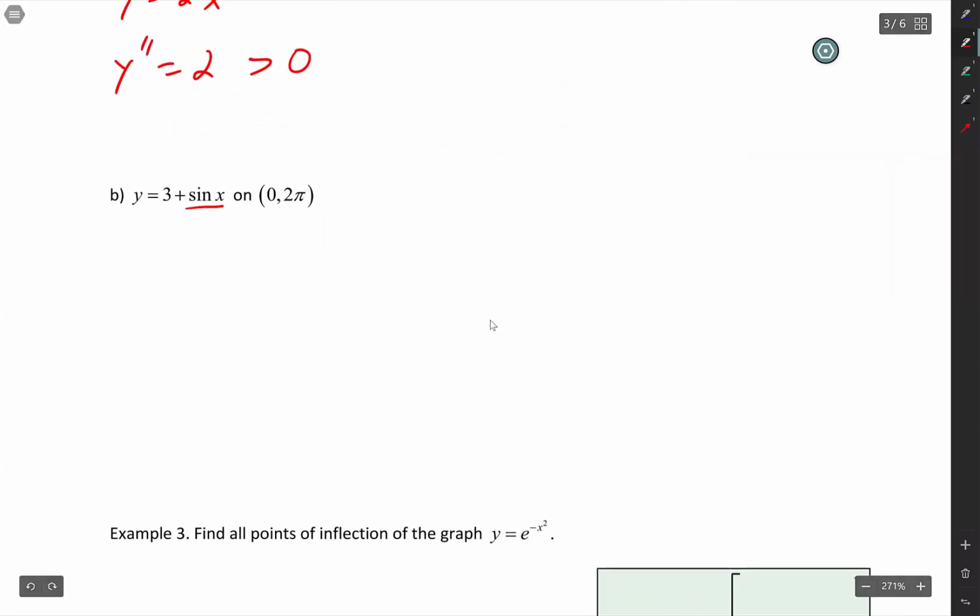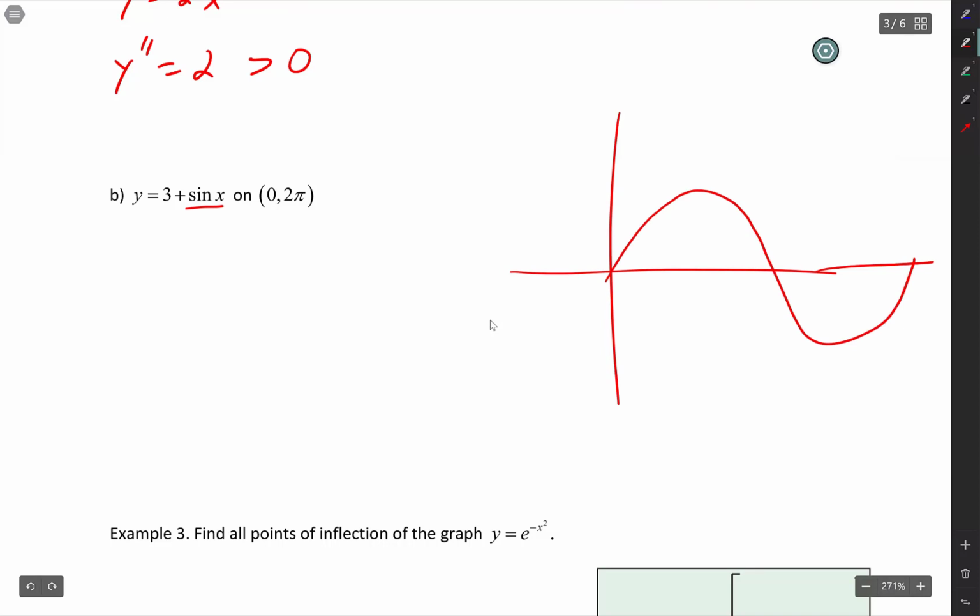This is just sine x with a vertical shift of 3 up. Do you guys know how sine x looks? Then you can already tell me, without calculus, here's how sine x looks: 0, pi over 2, pi, 3 pi over 2, 2 pi. That plus 3 all it's doing is moving the graph 3 up. Tell me, where am I concave down? From 0 to what? 0 to pi. Where are you concave up? Pi to 2 pi. That better be the answers we get.